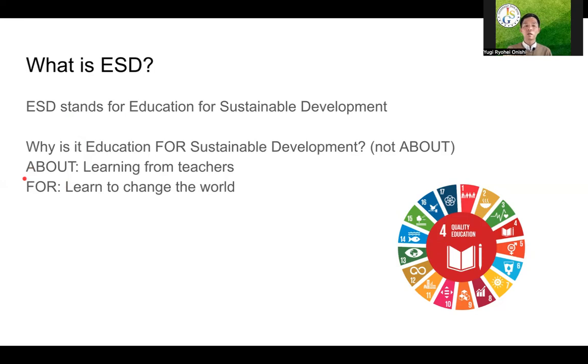Because if we say education about sustainable development, it means that we learn about sustainable development from teachers to students. And that's the end. But it's not the end. Learning is not the end. Learning is the start of ESD. So we need to do education for sustainable development. After learning about SDGs, we need to take actions. We need to change the world. That's why ESD is education for sustainable development.